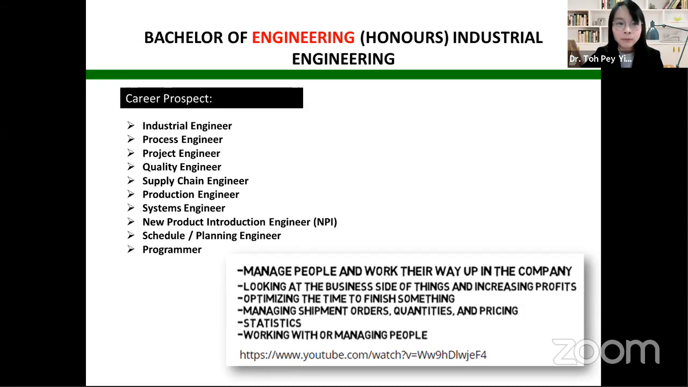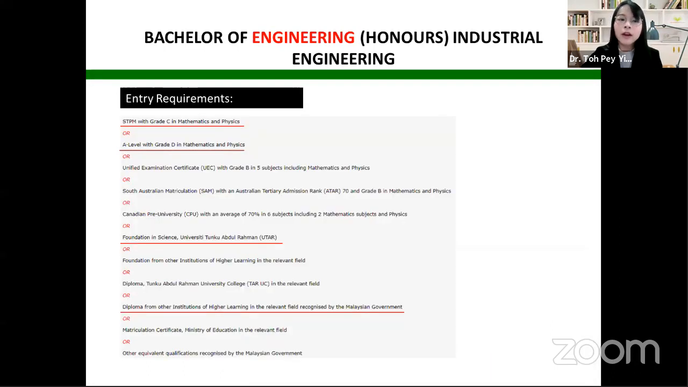From the career prospect, you can find that there are many kinds of engineers they can become, right? Like industrial engineer, process engineer, project engineer, quality engineer. So the industrial engineer can be involved in all these engineering roles and play a role to help that section meet some improvement. The important subjects for the entry requirement are mathematics and physics.